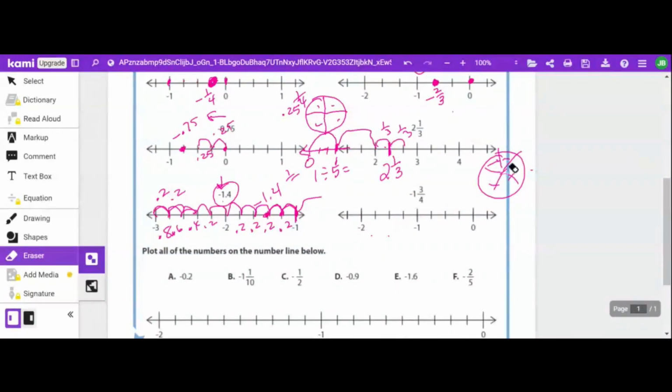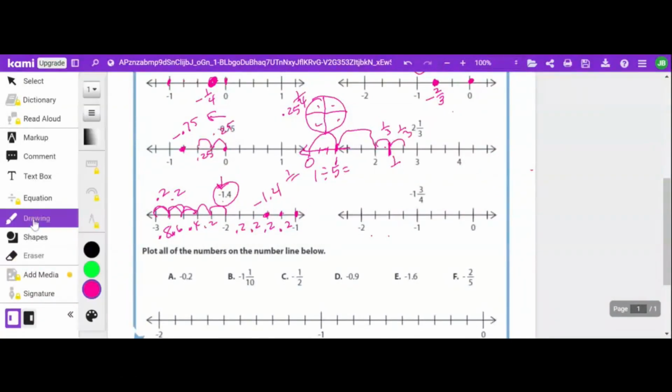All right, so we're looking at this last one. The first thing we have to realize is we're going in the negative direction because we have a negative sign. We've got to go over here to -1, so we've moved over this much. We need to look at how many chunks we have and how much each chunk is.